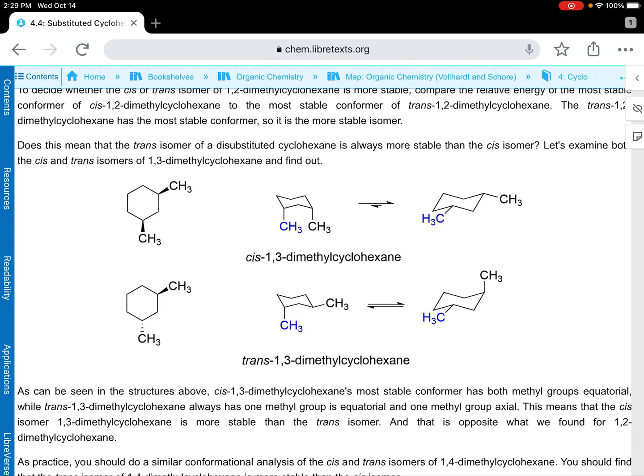Now with trans, it's a little bit different. Notice that you have one substituent that's axial, one's equatorial, and when you flip the ring, one becomes equatorial that was originally axial, and then the other one that was equatorial becomes axial.